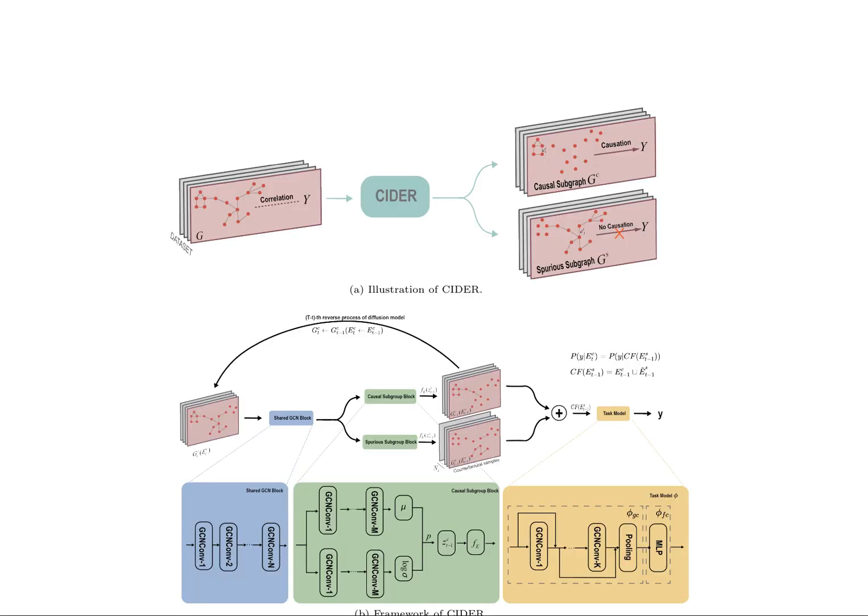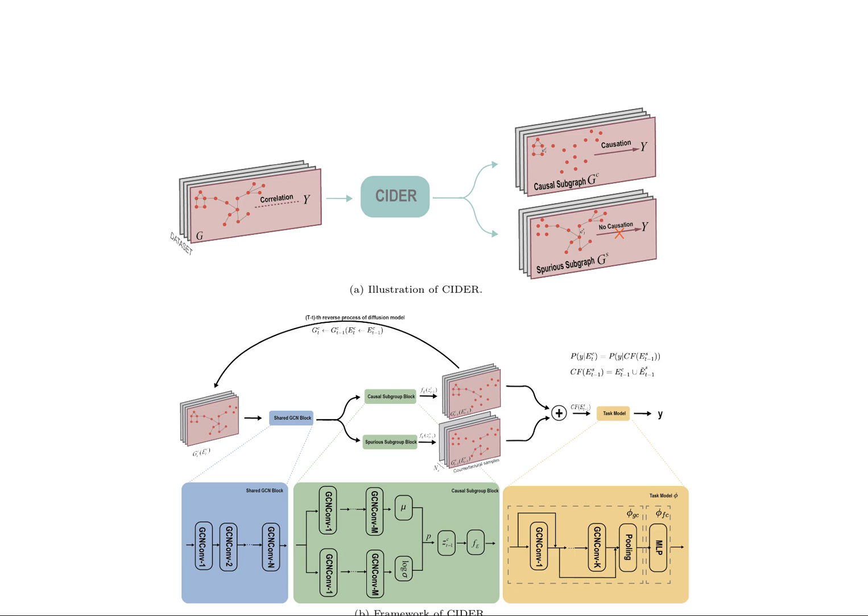CIDER, a novel framework, is illustrated in Figure 1, comprising a conceptual illustration and a framework. Given a graph with label Y, CIDER outputs two subgraphs: the causal subgraph, which causally affects the label, and the spurious subgraph, which does not affect the label. Notably, CIDER directly predicts the distributions of these two subgraphs, enabling the estimation of causal strength, defined as each subgraph's contribution to the graph's label.